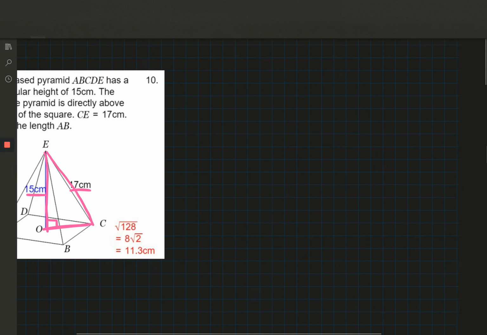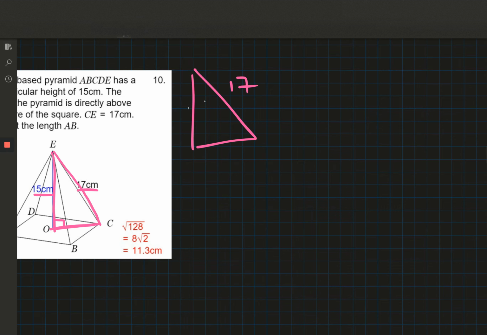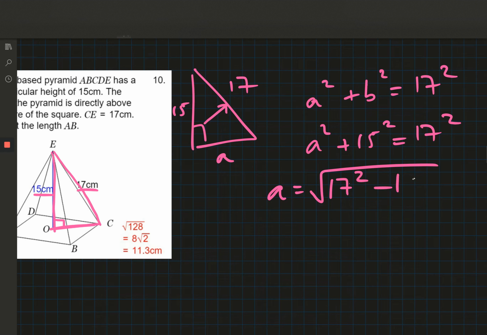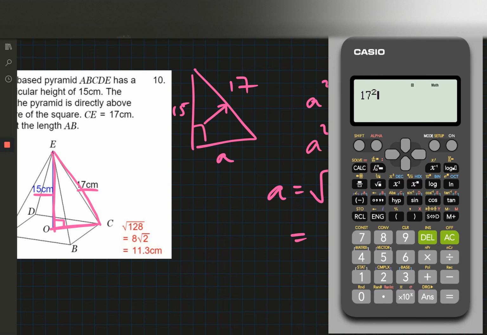Let's draw this out here, just a quick sketch. Got 17, 15, and we'll call this A. So A squared, and that's the hypotenuse, plus B squared equals 17 squared. Your B is 15, so A squared plus 15 squared equals 17 squared. So A is equal to the square root of 17 squared minus 15 squared. You get 64, and then when you square root it, you get 8.